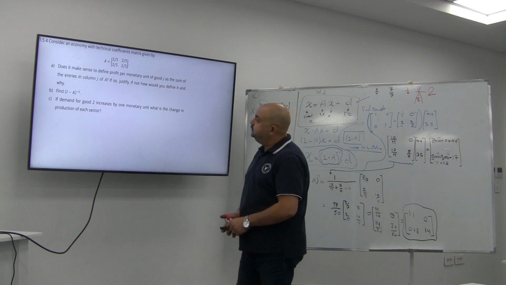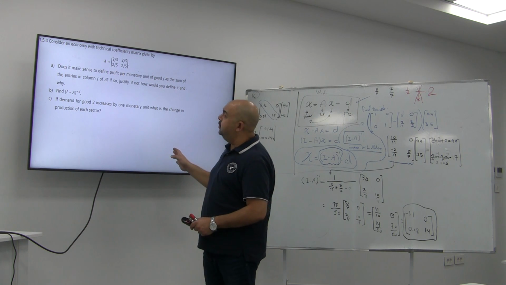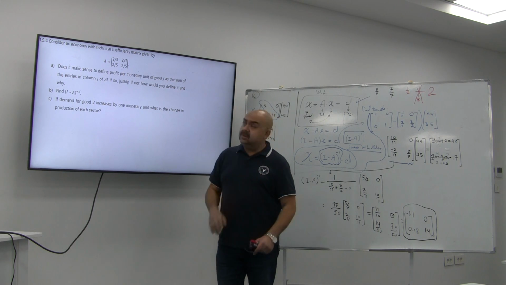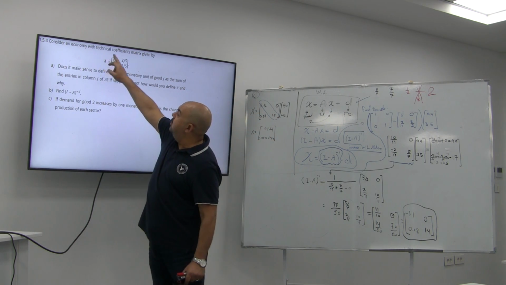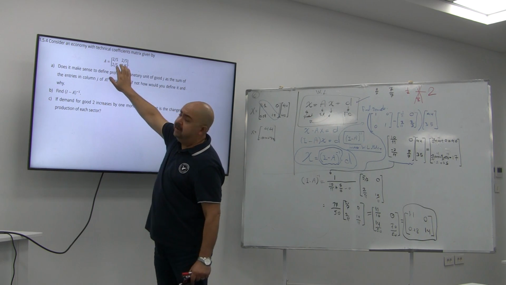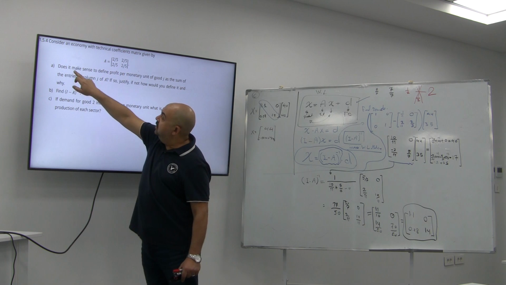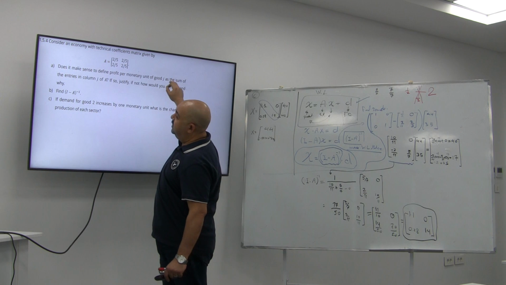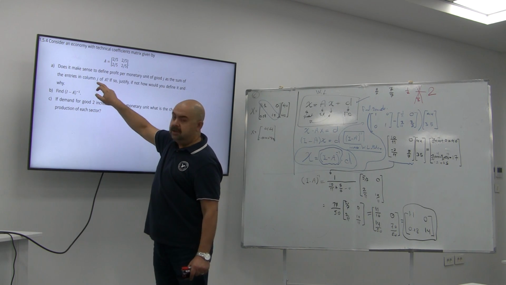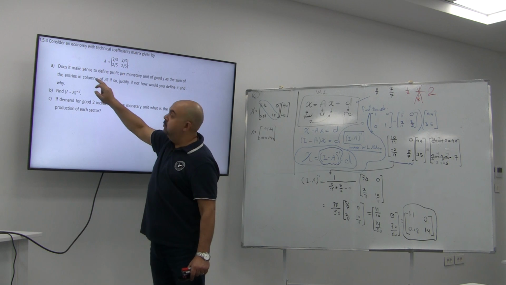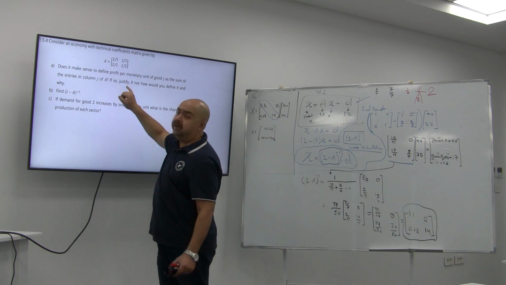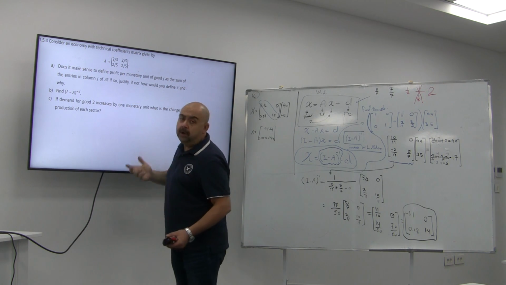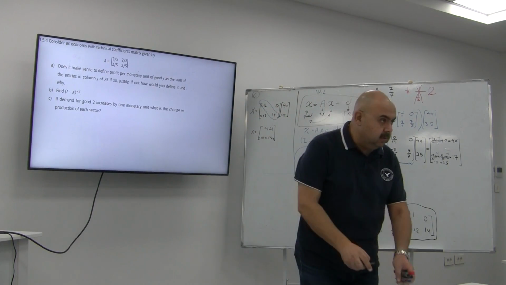For the second problem, I think we did go through something like this previously. And it's really very close to the ones that you face in your exams. So he's saying: consider an economy with technical coefficient matrix given by this technical matrix. Does it make sense to define profit per monetary unit of good J as the sum of the entries in column J of A? Firas, look at this, what does it mean? If so, justify. If not, how would you define it and why?